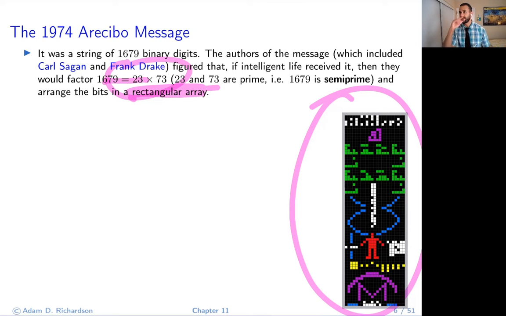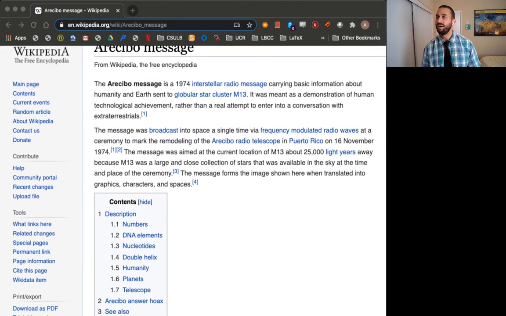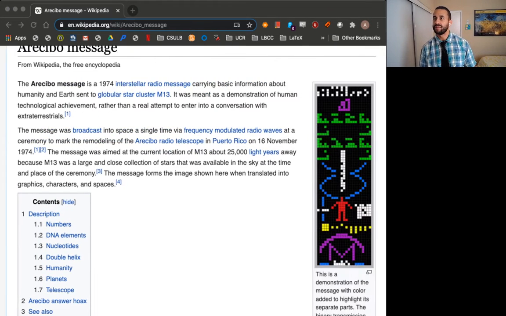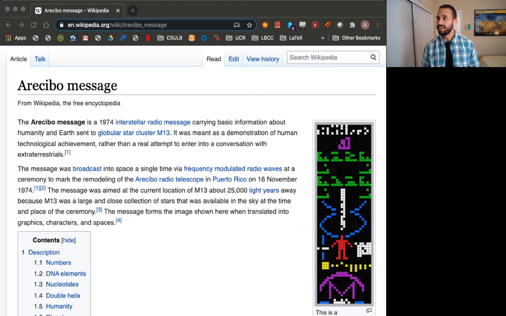And so what I'm going to do here is pull up this Wikipedia page so we can see how amazing this is and how much information is encoded. Let me pull it up right here. Okay, yeah, so here it is. Come back. There we go. So this is the Arecibo message. And the Arecibo is a radio observatory in Puerto Rico. You can read about it here, the Arecibo Radio Telescope.